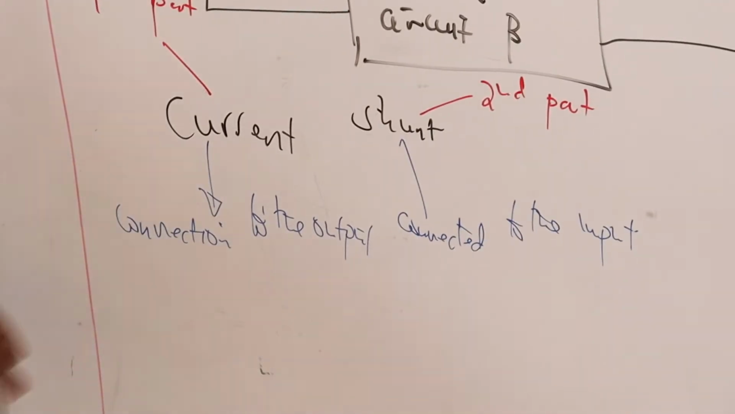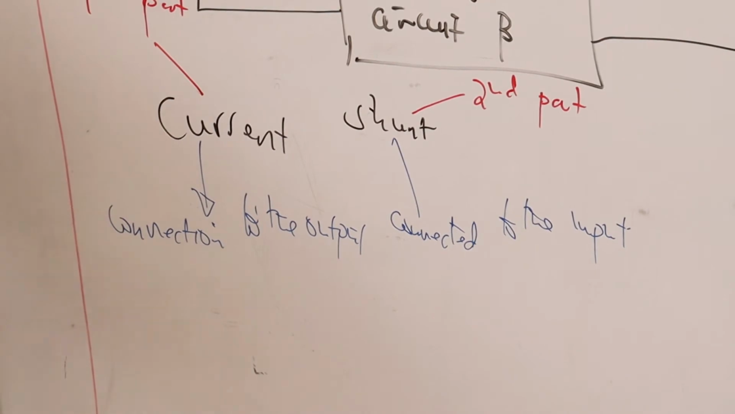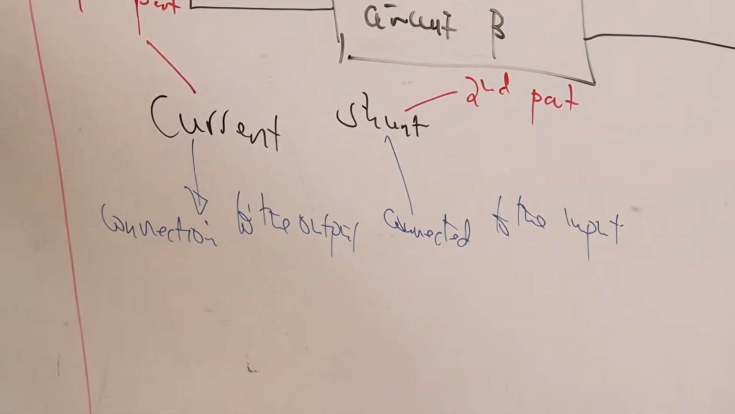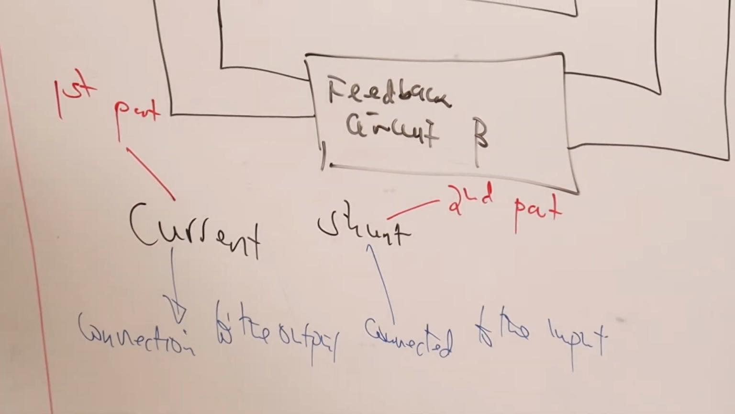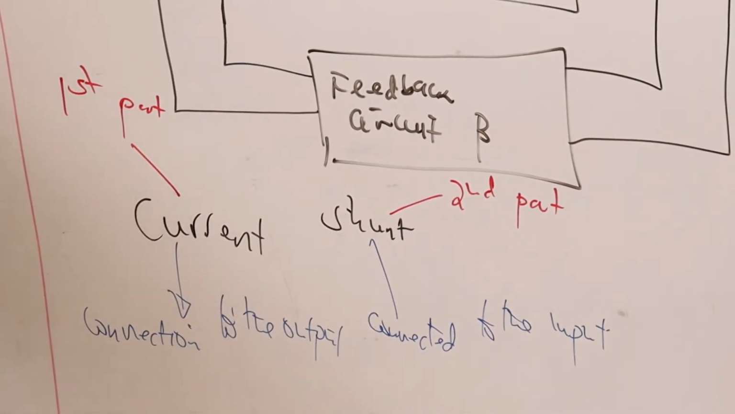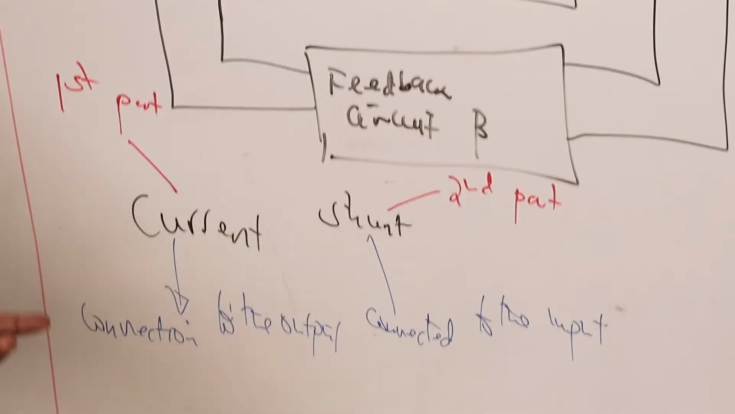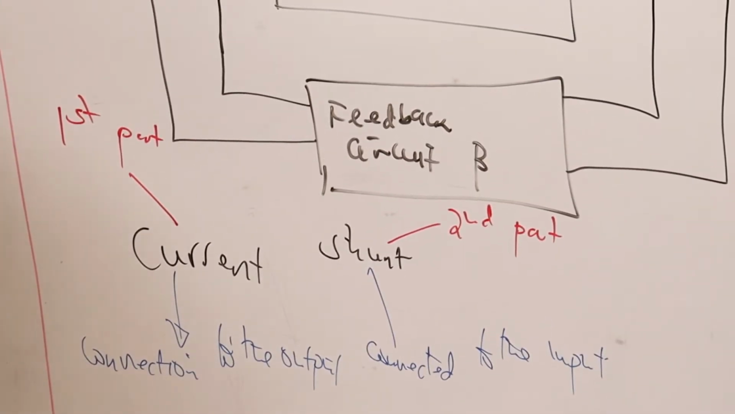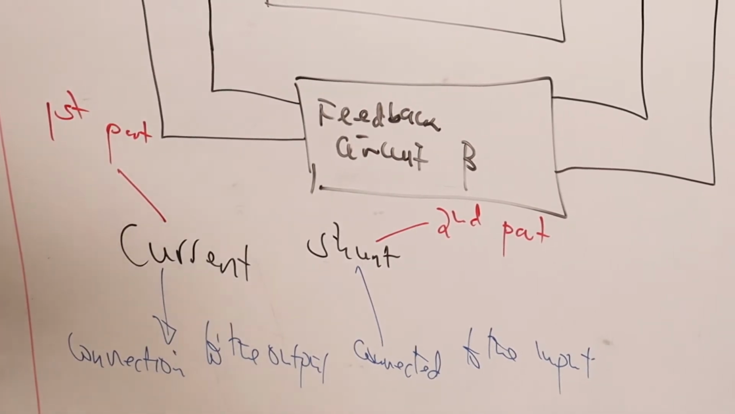So let us take note that any time we refer to anything as current, it increases the input and the output impedances, while shunt will always reduce. So shunt means parallel, current means series. So we're going to have an example from there.